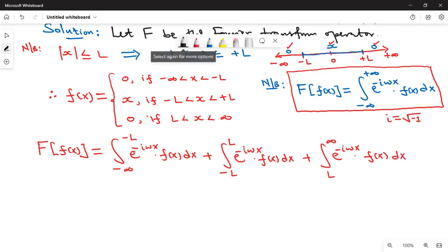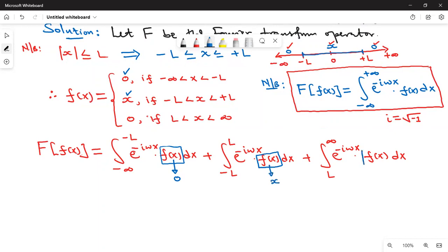So what is the value of our function in the interval negative infinity to negative L? Look at the value, it is 0. So the result here is 0. What about the value of f of x in the other interval from negative L to positive L? The value is x. So here we'll replace that by x.